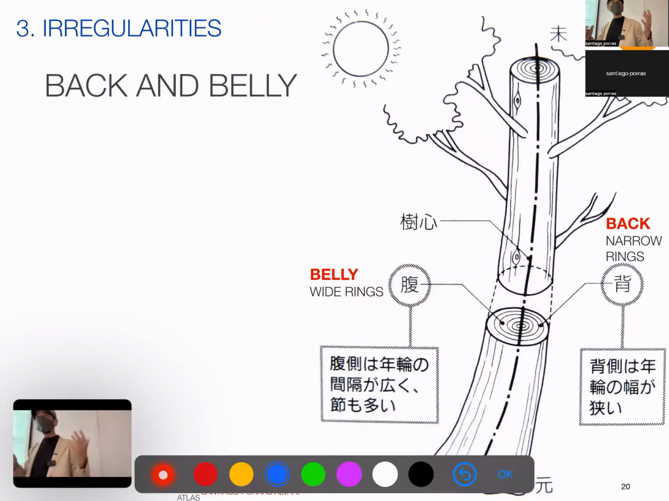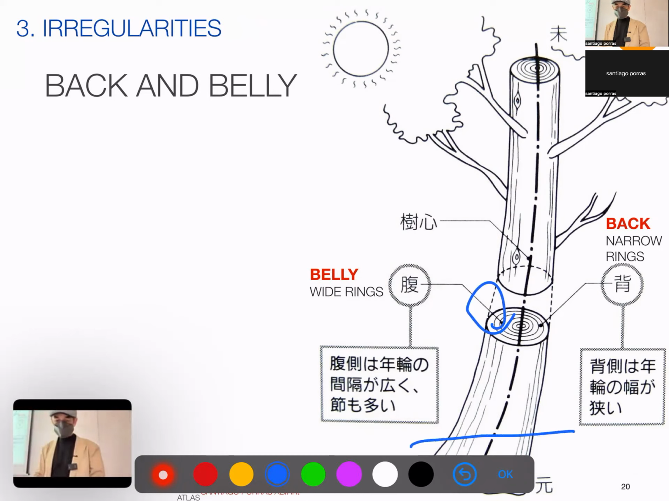So all trees, conifers and the broadleaves, have what we call the belly, right? This could be a straight tree, and the back. The belly is looking at the sunshine.